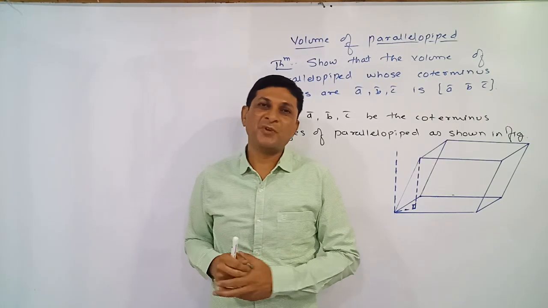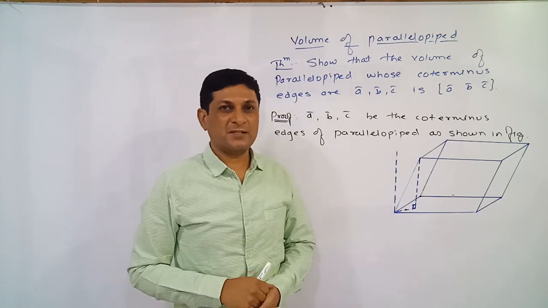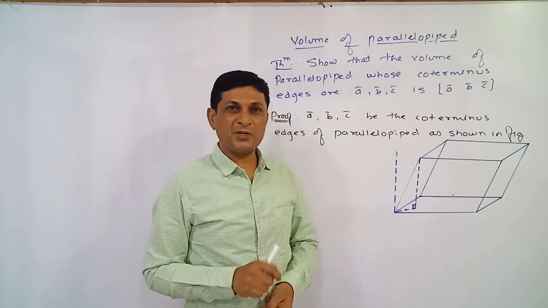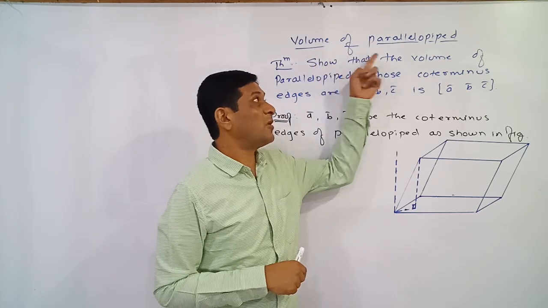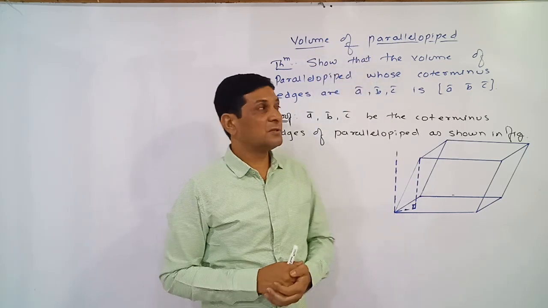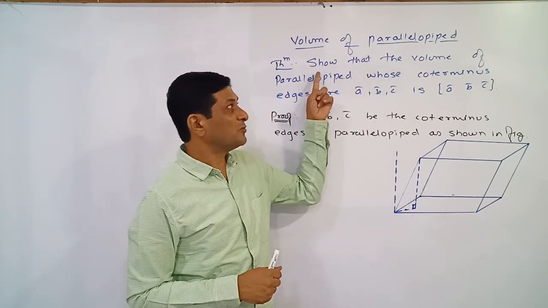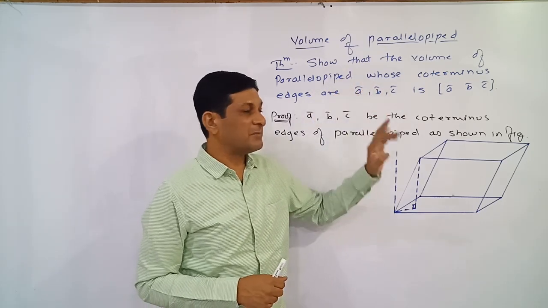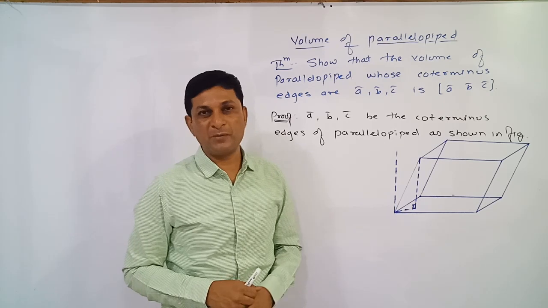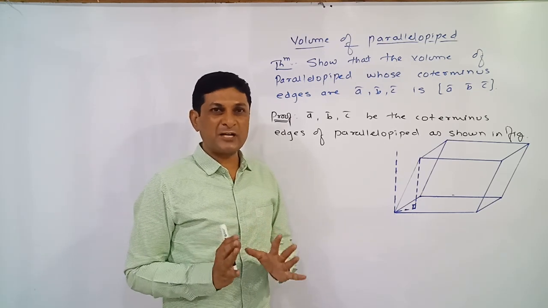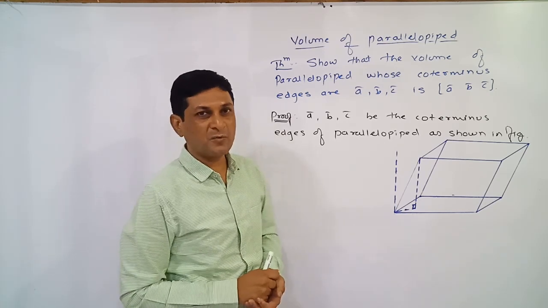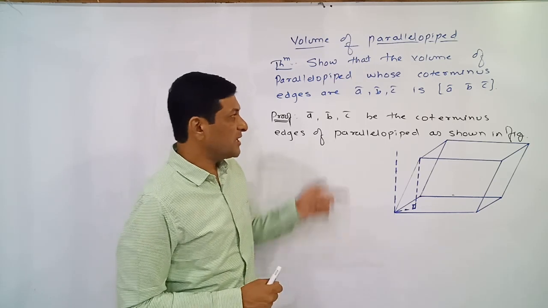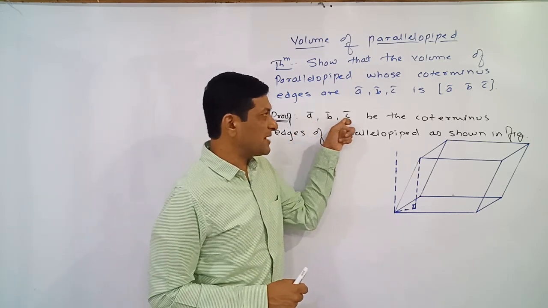Hello friends, now we are going to prove a very important theorem, or formula, to find the volume of what? A parallelepiped. So now we have to prove that the volume of a parallelepiped whose coterminous edges are a bar, b bar, c bar is the box product of a bar, b bar, c bar. Already we know that box product is an alternate notation for the scalar triple product. So now we are considering three vectors a bar, b bar, c bar.